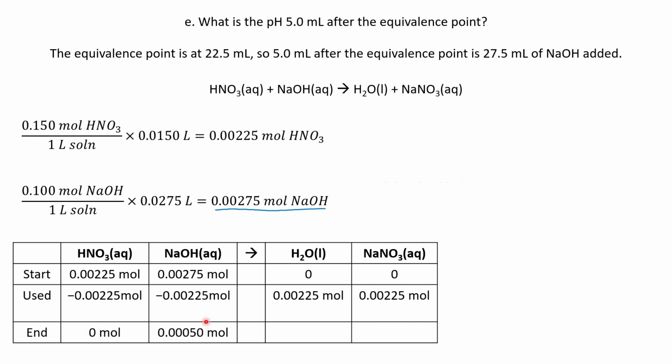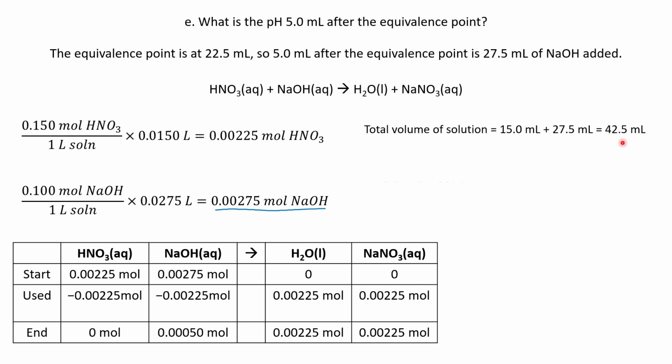That means I have a little bit of extra sodium hydroxide left over. And yes, I've formed some product as well. But what is driving my pH 5 milliliters after the equivalence point? It's this excess base right here. So I need to get this moles into concentration. To do that, I need to know what my total volume of solution is. So my total volume of solution, I started with a 15 milliliter sample of acid. I have added 27.5 milliliters of base, so my total solution volume is 42.5 milliliters.